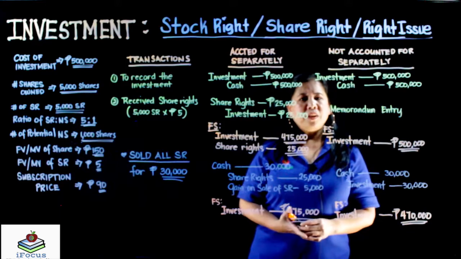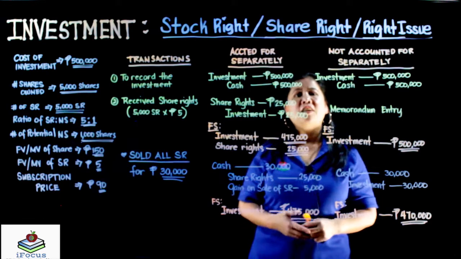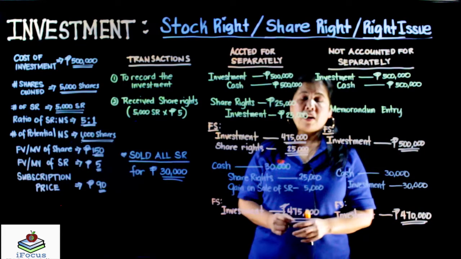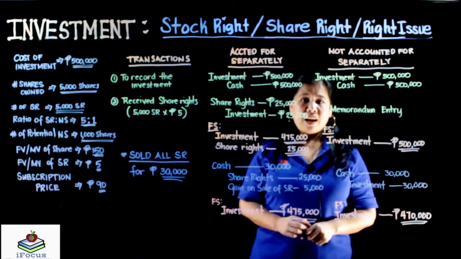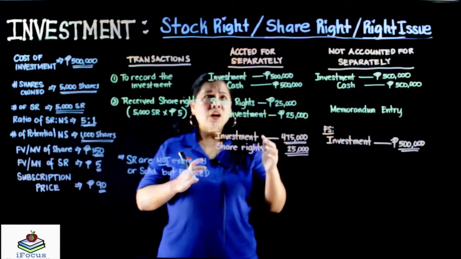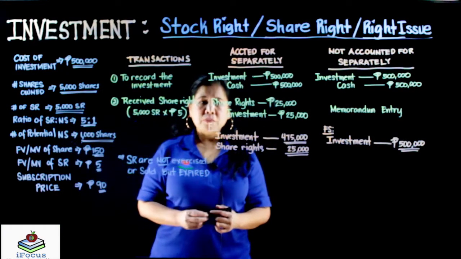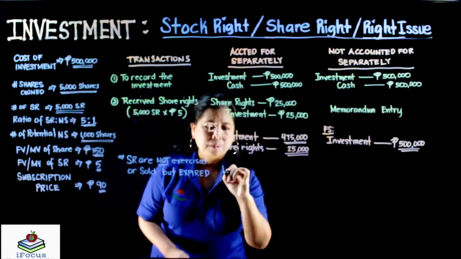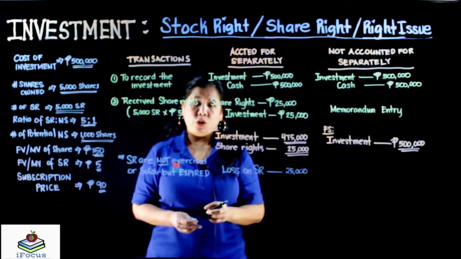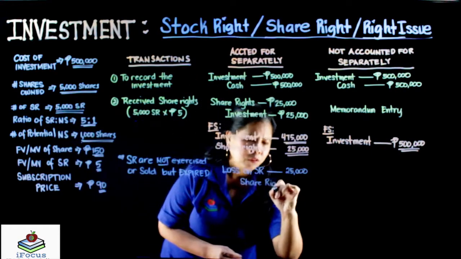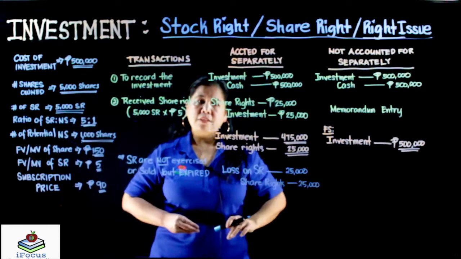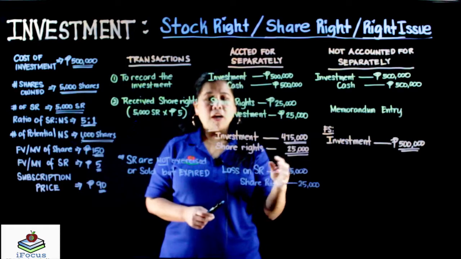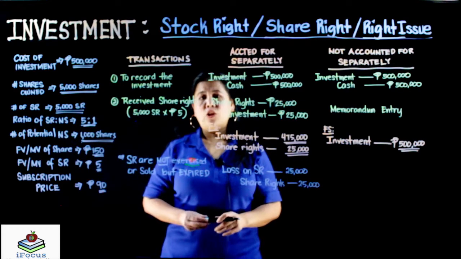Paano naman ngayon kung hindi niya in-exercise, hindi niya ibinenta yung mga share rights niya, hinayaan na lang niya na mag-expire ang kanyang share right. Paano natin i-account yon? Ganito yan. So, under accounted for separately, ang ating magiging entry is debit to loss on share rights and credit to share rights. So, ang loss on share rights natin is kung magkano yung value ng share rights niya, yun ang i-debit natin sa ating loss on share rights.